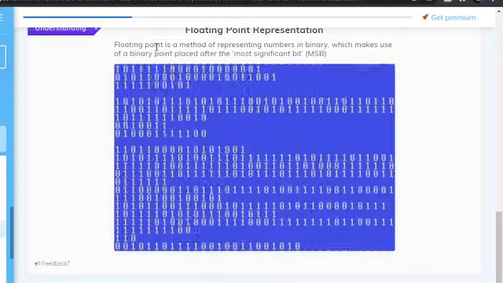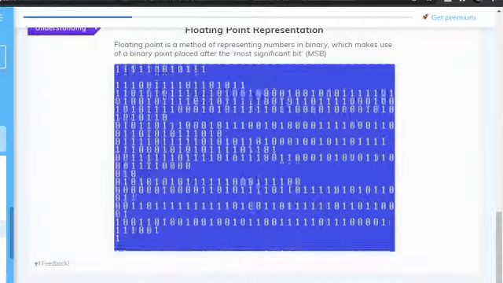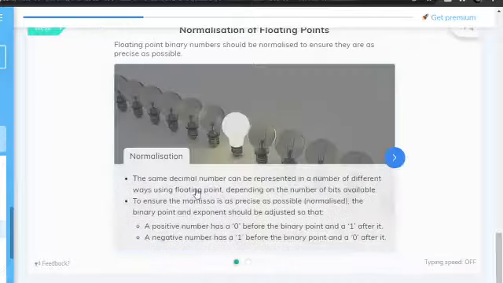So floating point is a method of representing numbers in binary, which makes use of a binary point after the most significant bit. Normalization of floating points: the same decimal number can be represented in a number of different ways using a floating point, depending on the bits available. To ensure the mantissa is as precise as possible, it is normalized. The binary point and exponent should be adjusted so a positive number has a 0 before the binary point and a 1 after it, and a negative number should have a 1 before the binary point and a 0 after it.